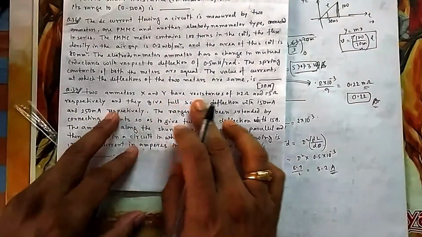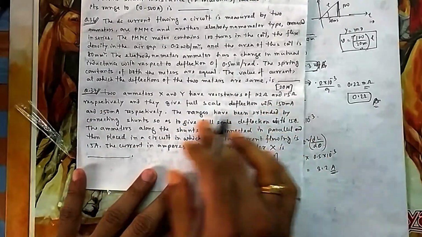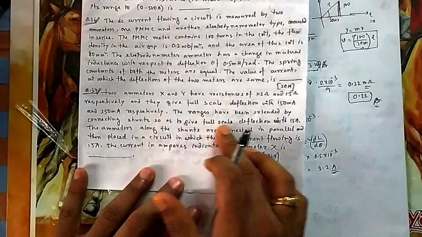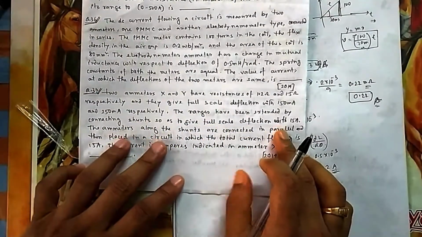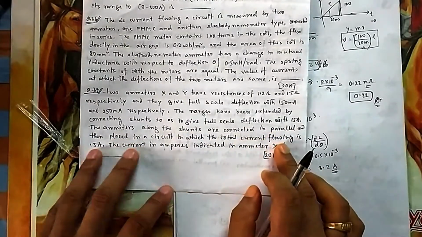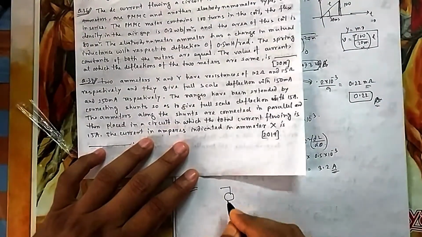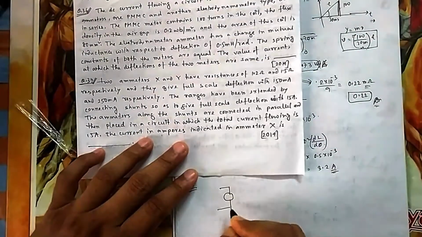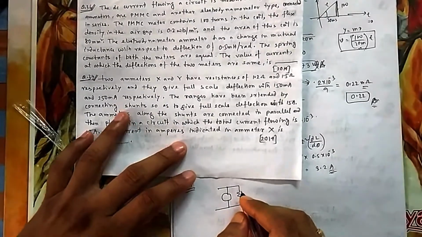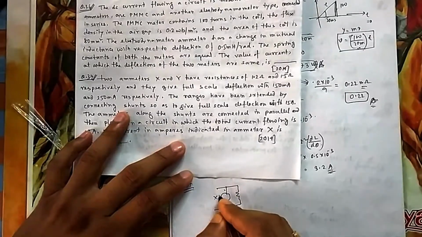The ammeters X and Y have resistances of these and these respectively. They give full scale deflection with 150 milliampere and 250 milliampere. The ranges have been extended by connecting shunts to give full scale deflection of 15 ampere. The ammeters along with the shunts are connected in parallel in a circuit in which the total current flowing is this much. So first let me take the ammeters one by one. The first ammeter is this one, whose range is increased by using this shunt. Suppose this is X. The first one is X.